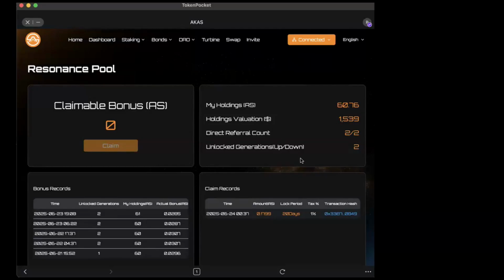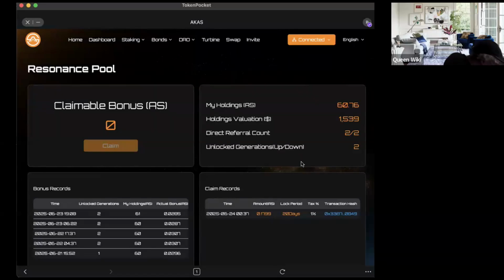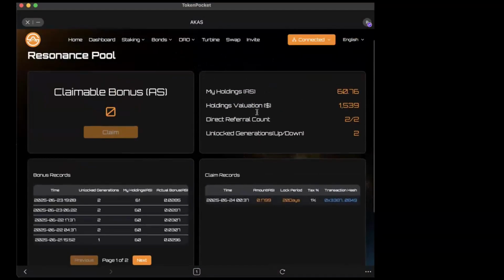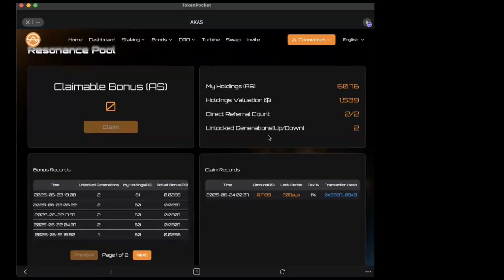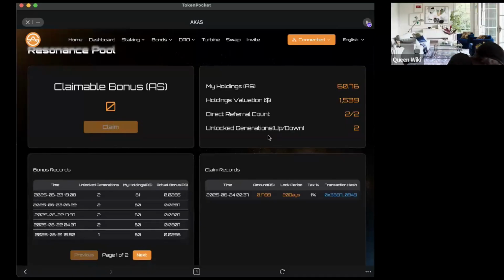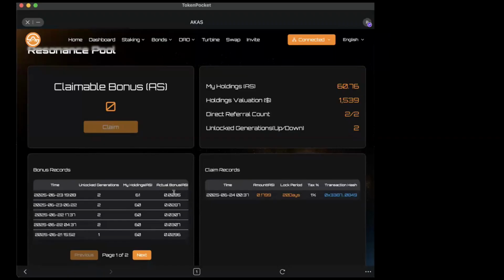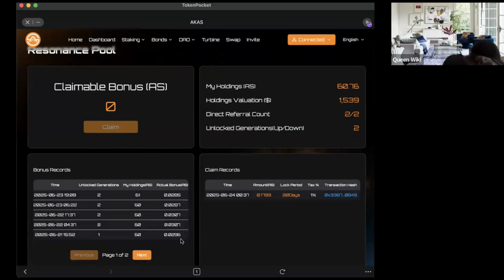Let me see where I am. I'm on the resonance pool. I look at my bonus records, and I see time, unlocked, my holdings, and actual bonus. There are forfeited bonuses: 0.26, 0.26, 0.28, 0.28. They're all forfeited. I don't understand why they're being forfeited.